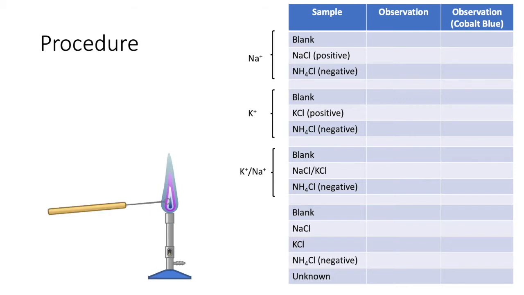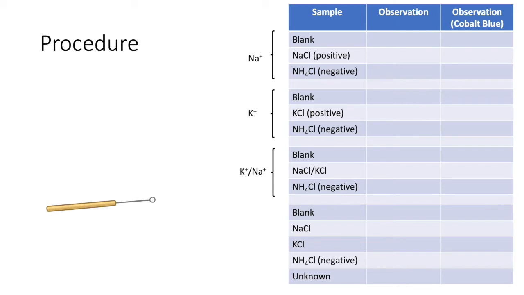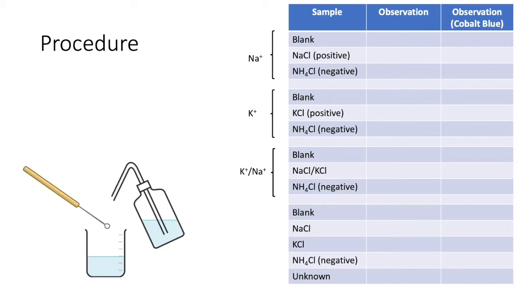You start by placing the tip of the wire into the flame. You heat it until the flame color stabilizes. You then remove the wire from the flame and allow it to cool. You then dip your wire into your test solution and then place the wire back into the flame and observe the color change, if any. At this point, you should rinse off your wire with distilled water, ensure that it's fully clean, and then you can move on to test your next sample.